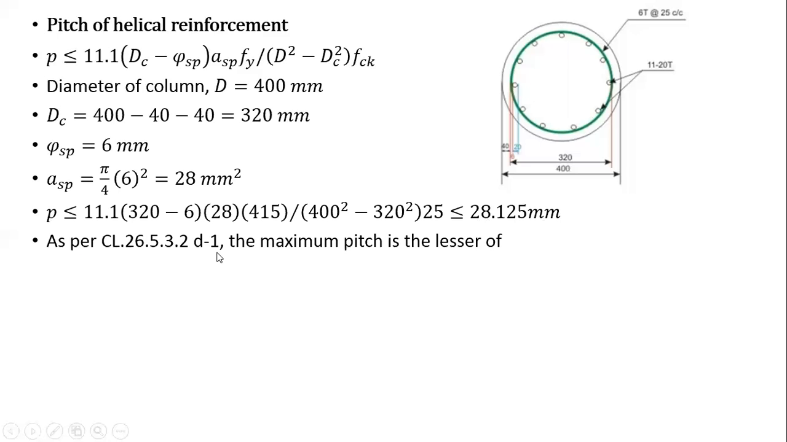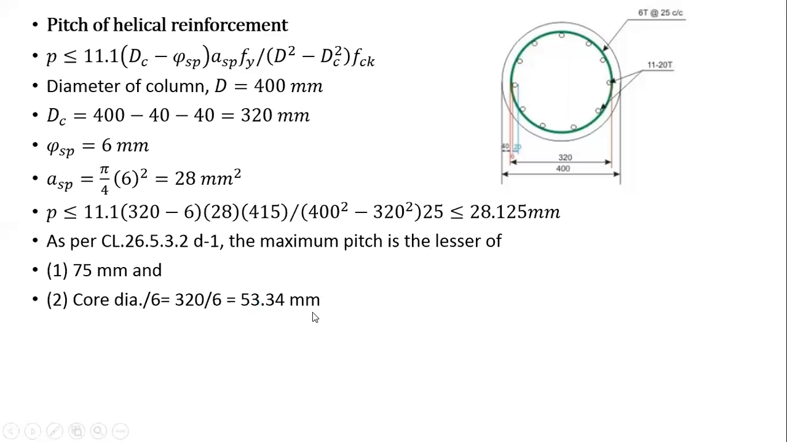As per this clause, the maximum pitch should be the lesser of number 1, 75 millimeter, and number 2, core diameter divided by 6. Core diameter is 320 divided by 6, so this is 53 millimeter. So the maximum pitch should be the lesser of this value or this value. What is the lesser value here? 53. So the pitch you provide in the column should be less than 53. What comes out here? It is 28. So it is okay.